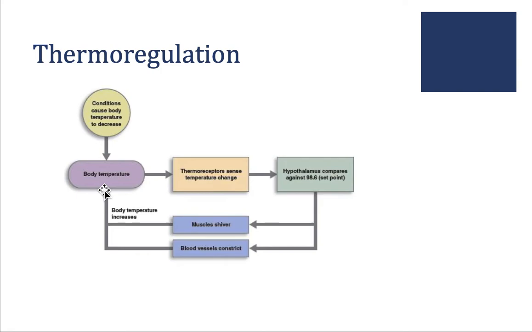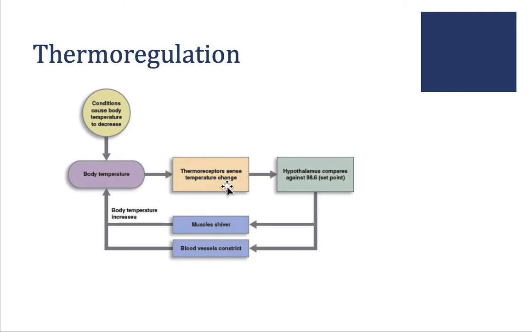A popular example here is thermal regulation. So let's say we have our body temperature, again, should be 98.6, stay in that range, but we have something outside of our body that causes our temperature to decrease. Perhaps we go outside and it's cold outside. So our body temperature is going to go down.